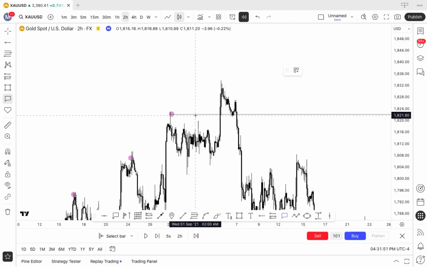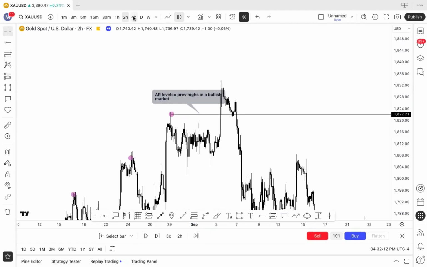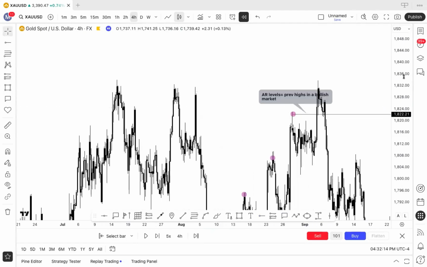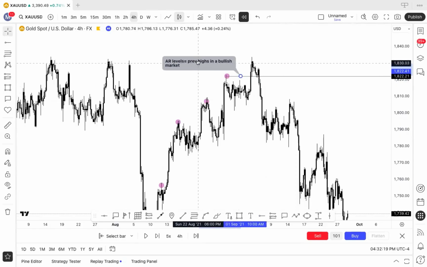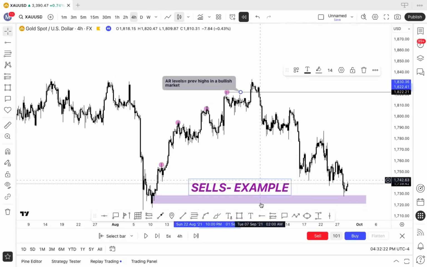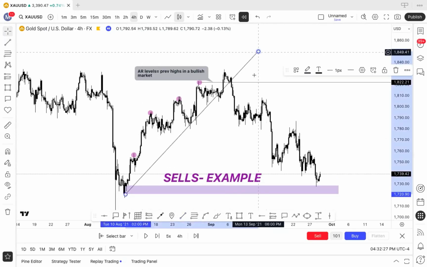So that being said, guys, I said if you are looking for sells, AR levels is going to be what? It is going to be previous highs in a bullish market. And I wanted to go on the 2 hours so you guys could see this a little bit more clear. I'm going to go back onto the 4 hour, right? AR levels for sells are going to be previous highs in a bullish market. Remember, this is a bullish market. We're creating higher highs and higher lows.